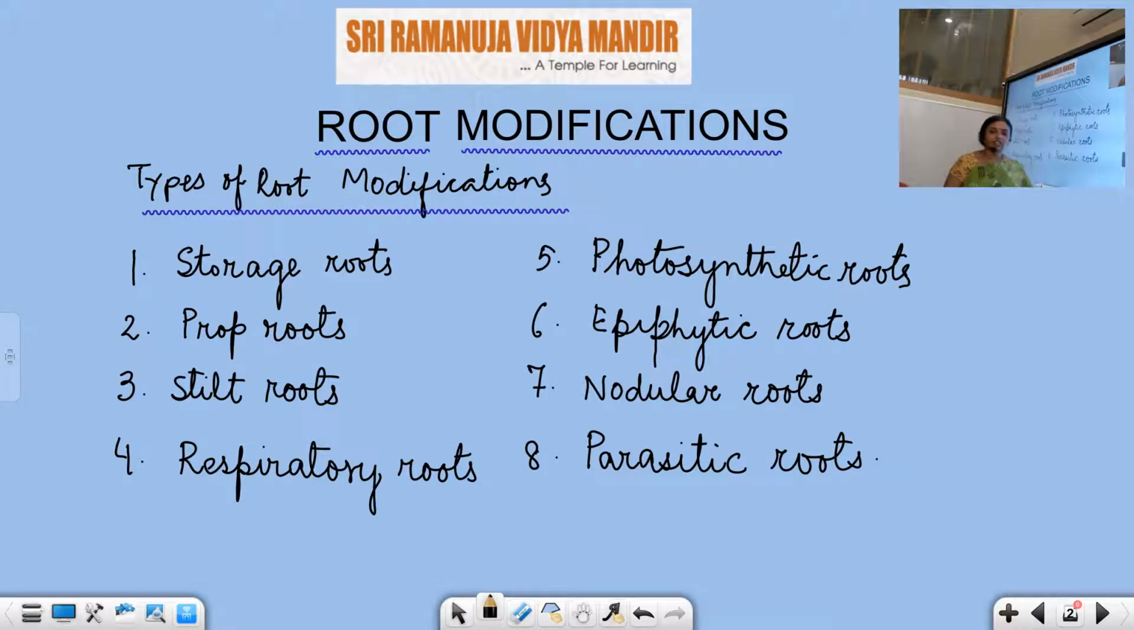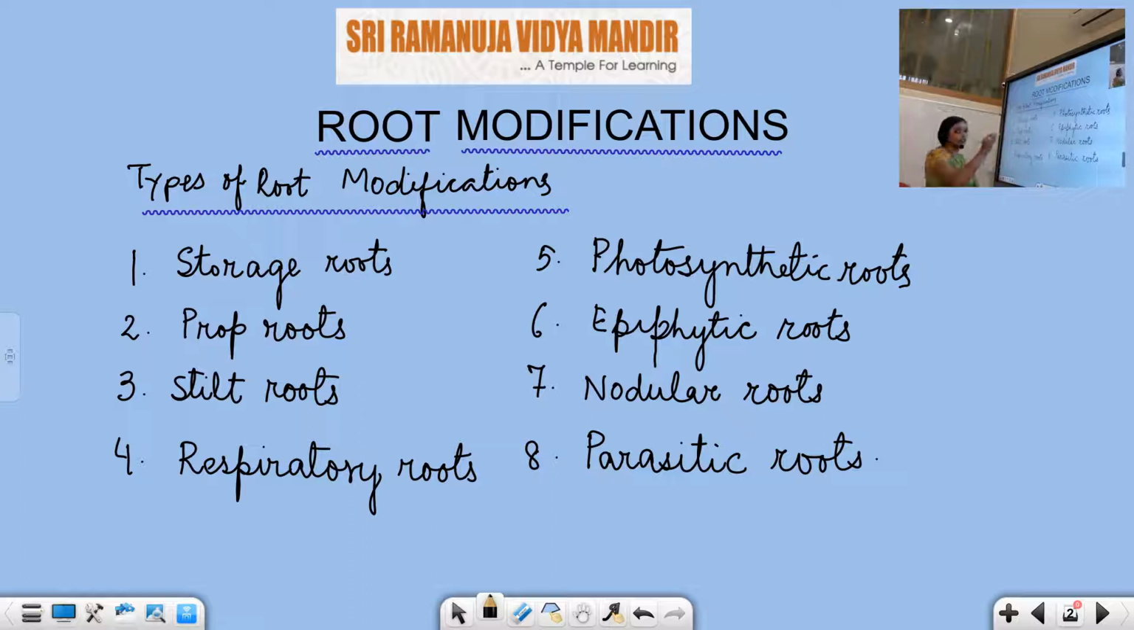Hello students. Yesterday we studied roots, types of roots and the regions present in the roots. Now our topic today is root modifications. This is a new word for you, modifications. What is the actual English meaning of modification? Modification means a change.